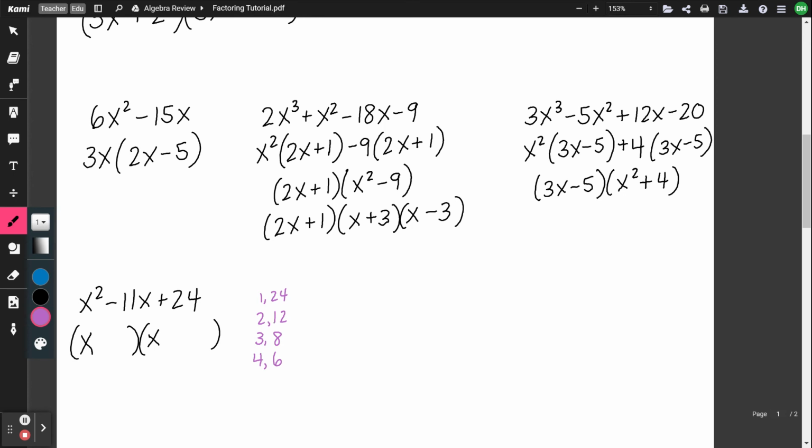Okay, it's positive, so I know it has to be a positive times a positive or a negative times a negative. So now I want to think ahead about what's going to give me that negative 11x. So if I do negative 3 and negative 8, that will work because now when I combine negative 8x and negative 3x, that does give me negative 11x. So that's good.